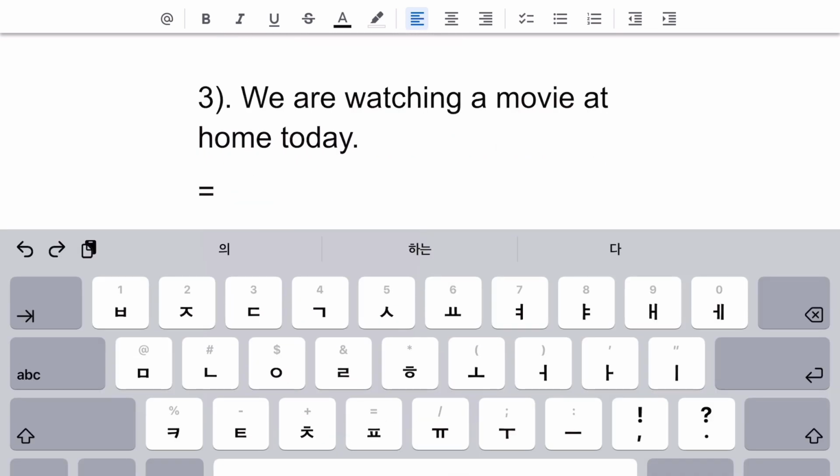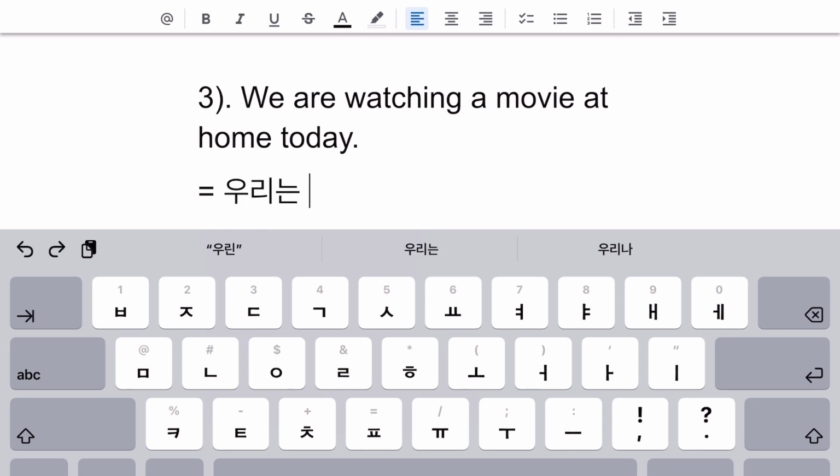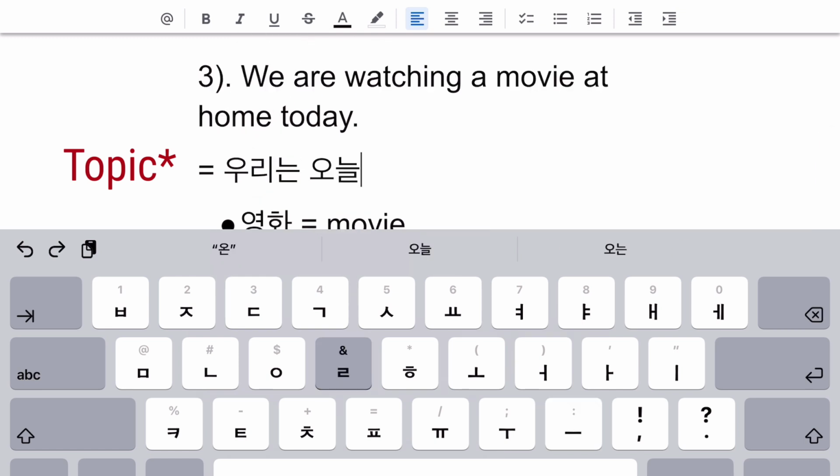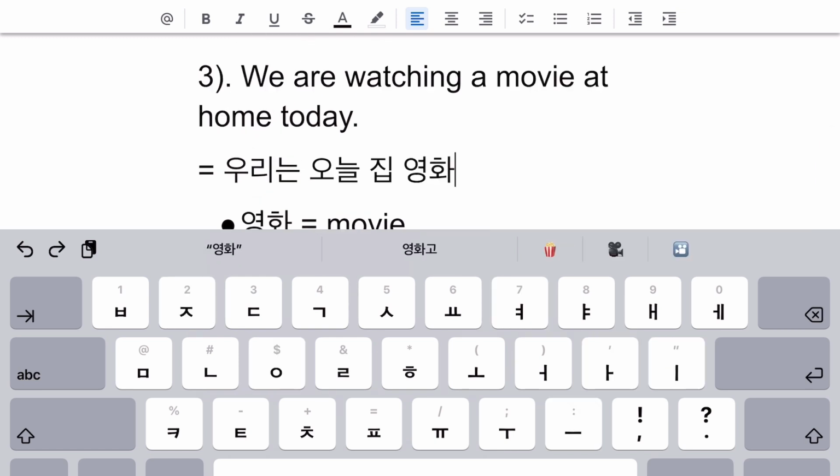Number 3, we are watching a movie at home today. So our order is going to be: we first, then when, today, where, at home, how are we watching this movie? We don't specify, so we can skip that part. And then our verb at the end, to watch. So 우리, and we know that is our subject. When, 오늘, where, 집, what, we're watching a movie, 영화, how, skip, and then we have 보다 at the end.